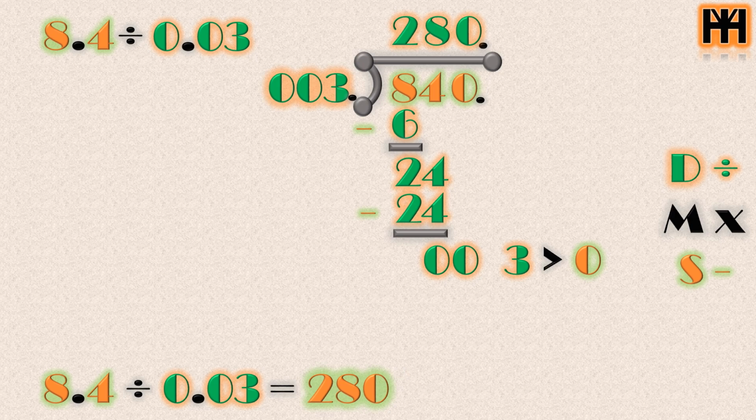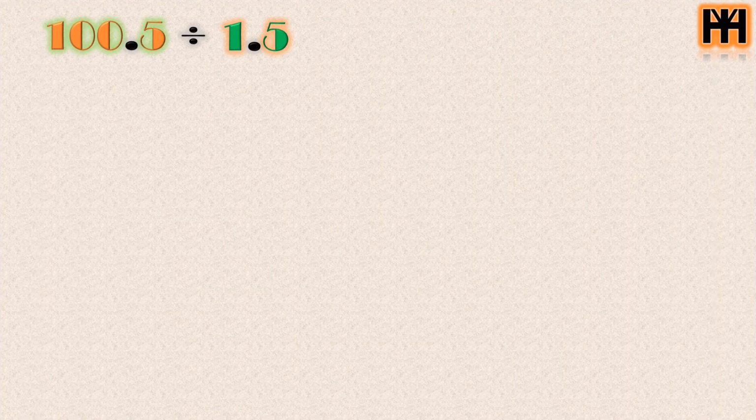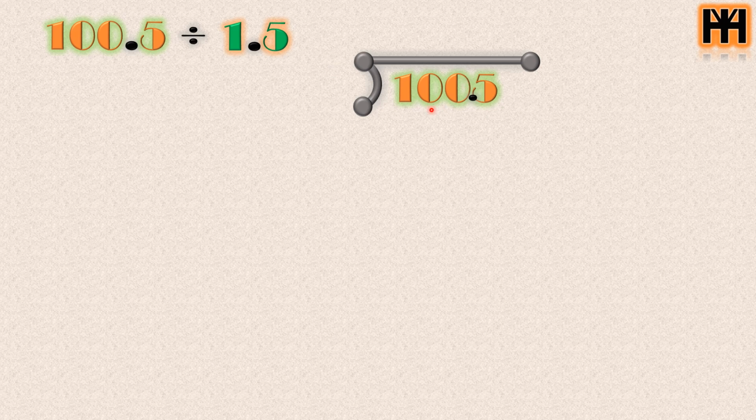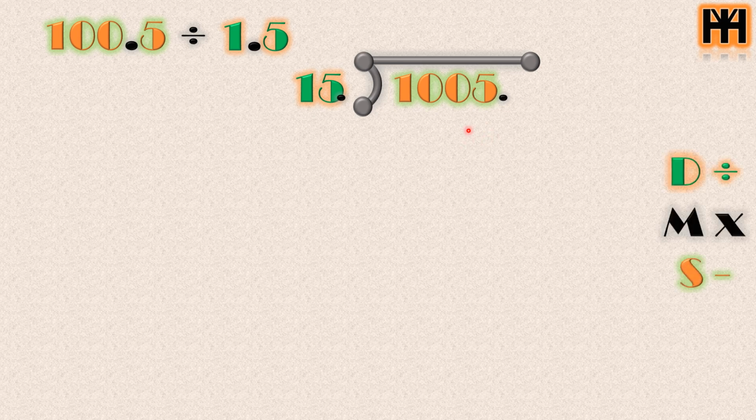Okay, to the next one. Now we have 100.5 divided by 1.5. Okay, so place 100.5 here and 1.5 here. So we have to move the decimal point only once, so it will move on both sides, the 1.5 and the 100.5, to become 15 and 1005. Before that, division, multiplication, then subtraction.